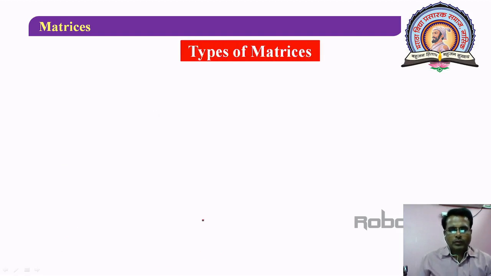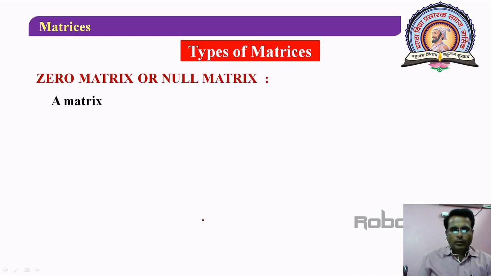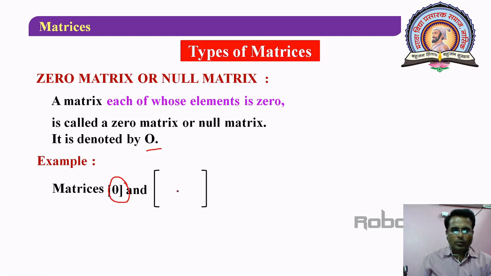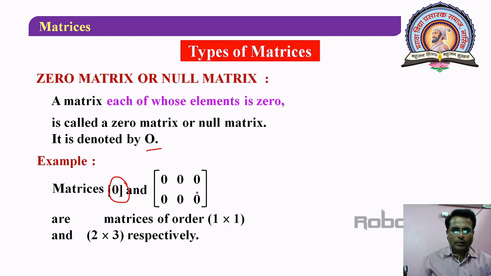Next, another type is zero matrix or null matrix. If you are considering a matrix consisting of all entries zeros only, every element is 0, then that is called a zero matrix. It is denoted by O. For example, suppose this is a zero matrix or null matrix of order 1 by 1, or you can consider 0 0 0, 0 0 0. This is a null matrix of order 2 by 3 because there are 2 rows and 3 columns.